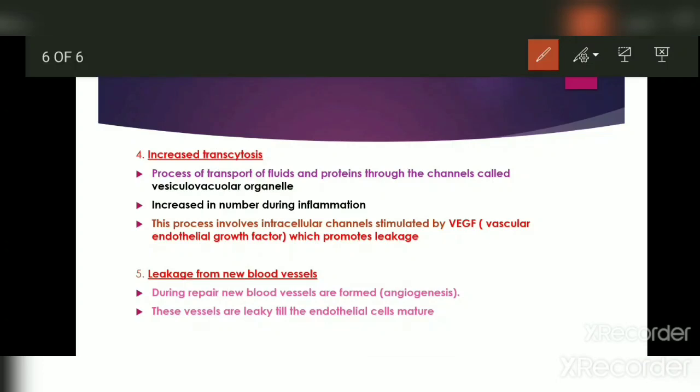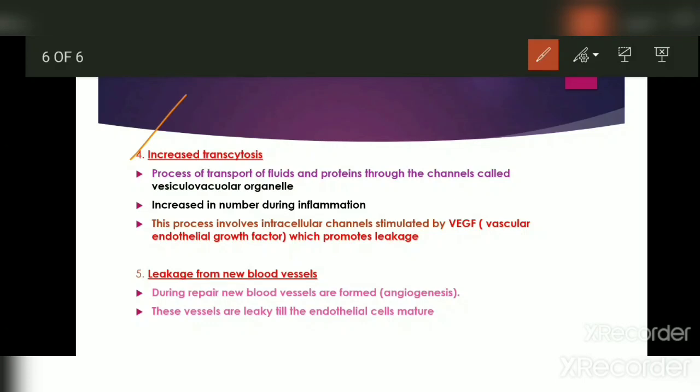The next mechanism which we are going to talk about is increased transcytosis. So fourth is increased transcytosis. The process of transport of fluids and proteins through channels known as vesiculovacuolar organelles is known as transcytosis. So through these channels there will be transport of proteins and fluids, and this process is known as transcytosis.